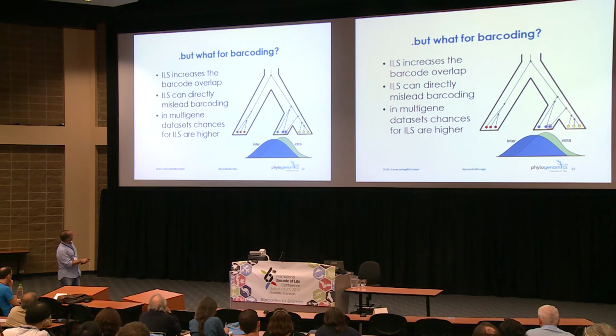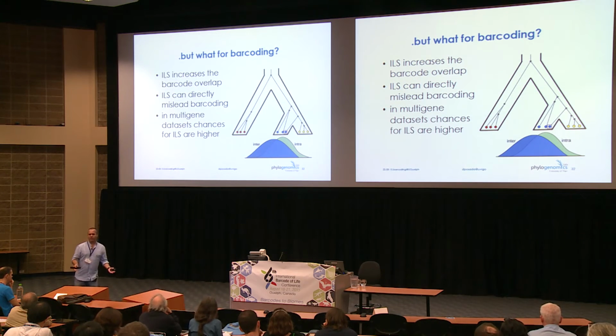But there might be, as I said before, this guy is closer to this, so the barcode identification will say this individual is yellow instead of blue, okay? The way it works, unless you do use species trees, and then you will recognize this is a blue guy, okay? And, well, if you have many genes, instead of one, chances for ILS are higher. So I think it can be important.